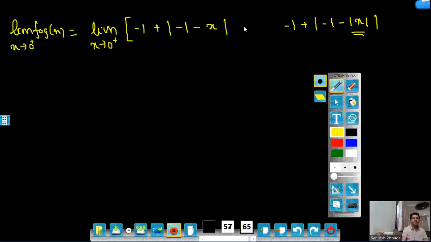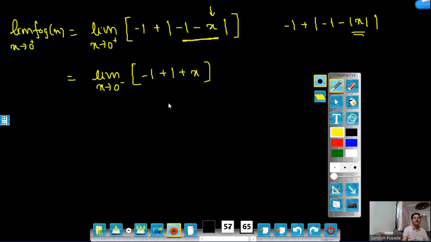Now x tends to 0 from the right side means, as you know, x is greater than 0, and if x is greater than 0, then you know that mod x is plus x. So let us see this function here: -1 as it is, plus mod of -1 minus, now the value of mod x is x because x is greater than 0. Since x is greater than 0, mod x is x here.